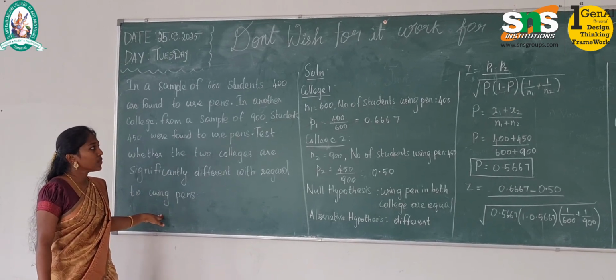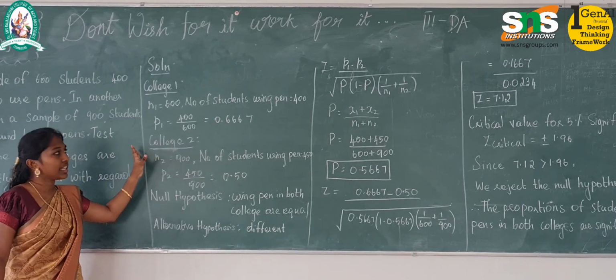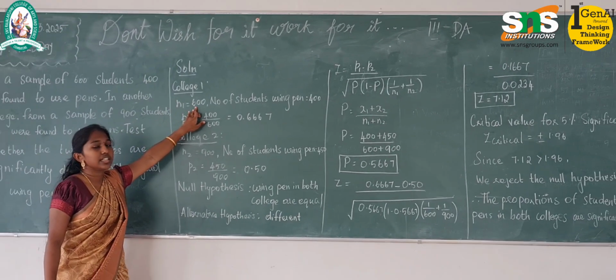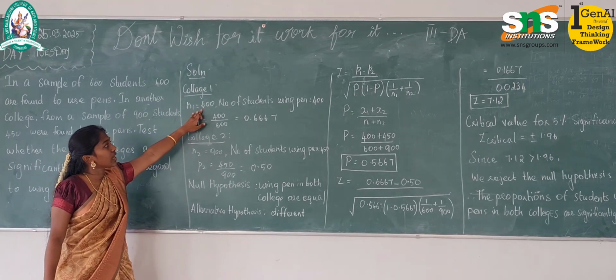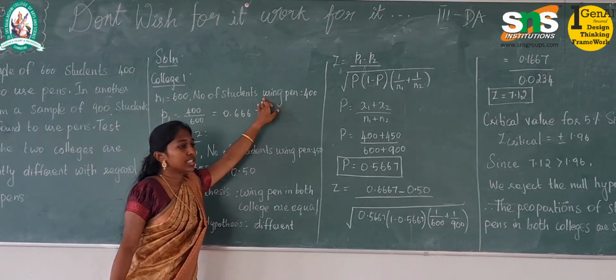Using this method, the solution is, first we have to find out what the given data is. In college 1, the total number of students is 600, so the sample size N1 is equal to 600. Out of 600 students, 400 were using pens.